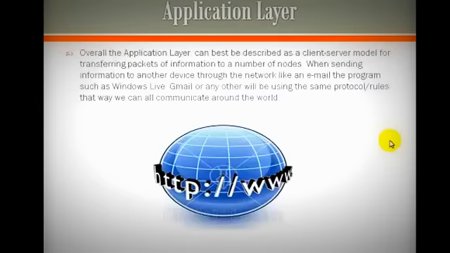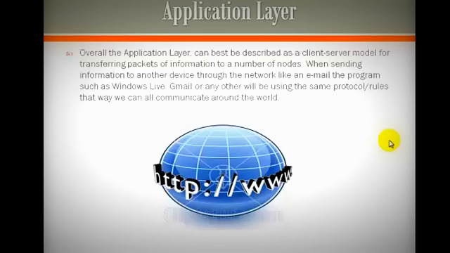So overall, the application layer can best be described as a client-server model for transferring packets of information to a number of nodes. When sending information to another device through the network, like an email, programs such as Windows Live, Gmail, or any other will be using the same protocol, the same rules. That way we can all communicate around the world.